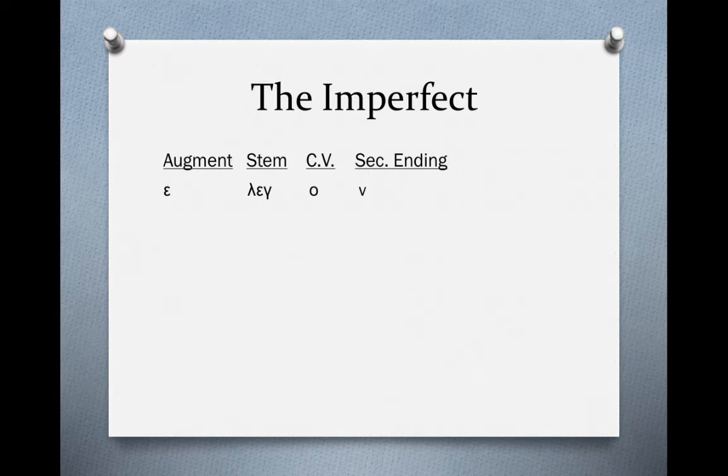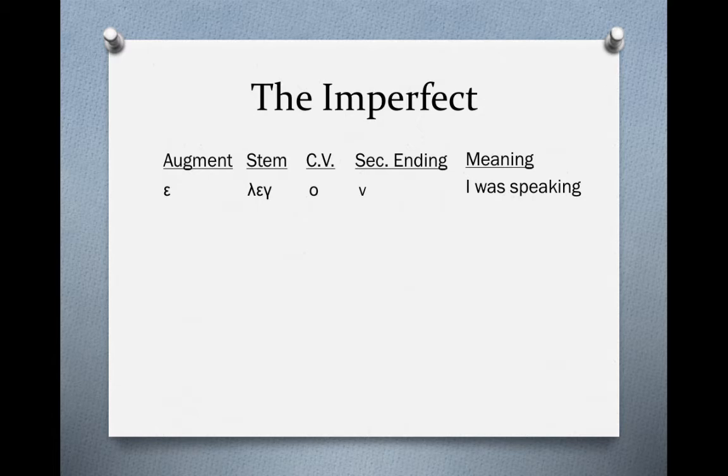We're going to use the stem leg, which means I speak. So the augment generally is an epsilon. The stem of the verb would be leg. The connecting vowel in this case is omicron. And the first person singular secondary ending is nu. And the meaning here would be I was speaking. So lego means I speak. If it's elegon, we see the augment and we see the secondary ending, then okay, this is an imperfect, so we'll include the helping verb was and the ing form of the verb: I was speaking.